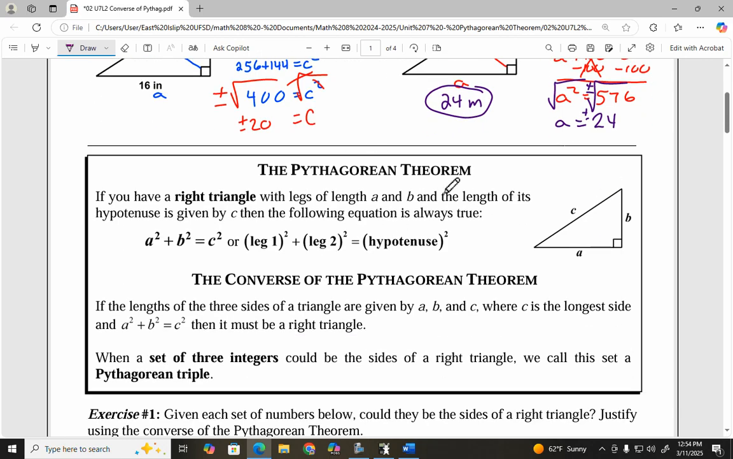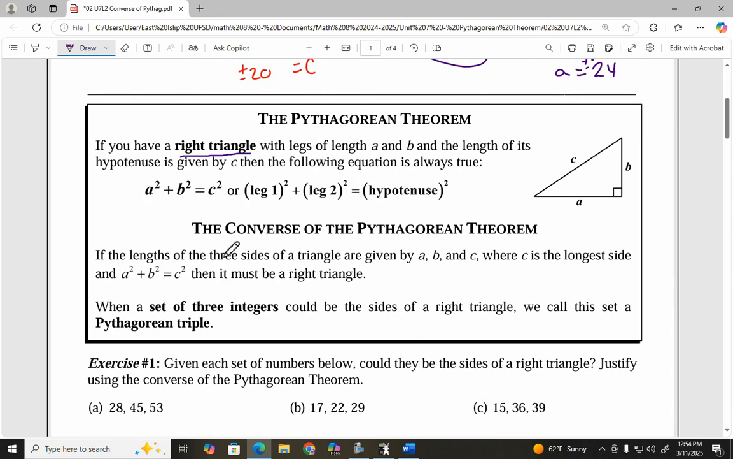So this is just a summary of what we did yesterday, that it's for right triangles, and A and B are the legs, C is the hypotenuse, and we can do a squared plus b squared equals c squared. Well, the converse is also true. So if the lengths of 3 sides of a triangle are A, B, and C, first of all, C is always along the side. The hypotenuse is always the longest. So when they give you 3 numbers, the largest number is automatically your C.